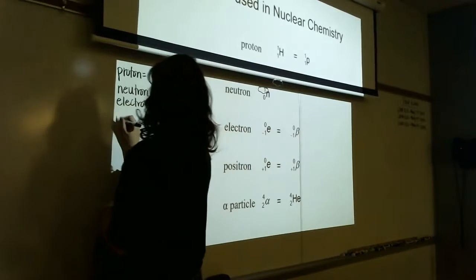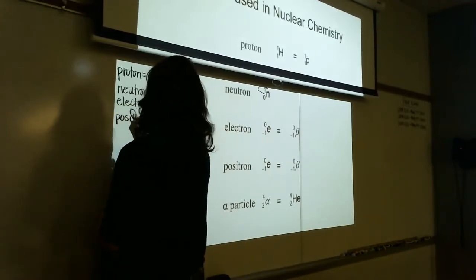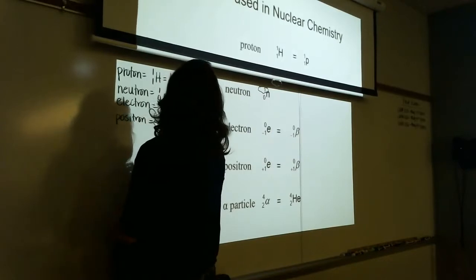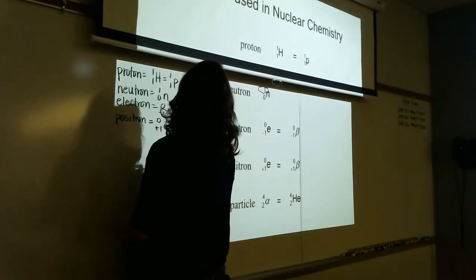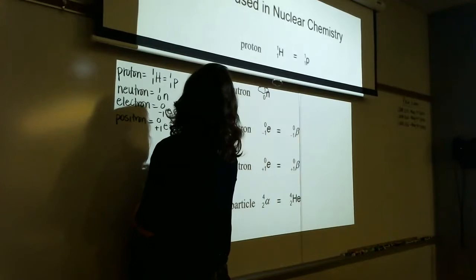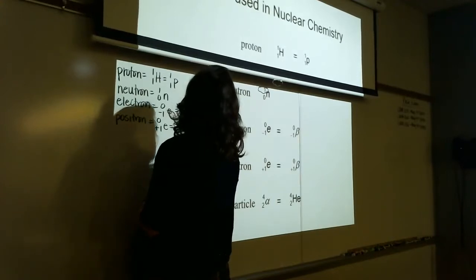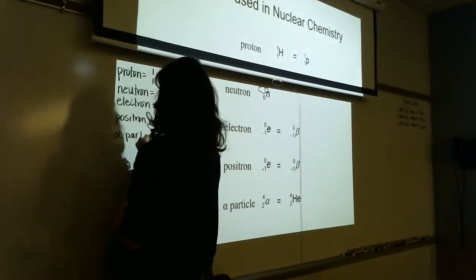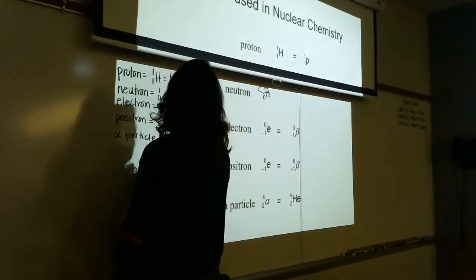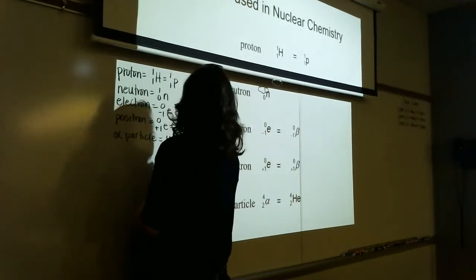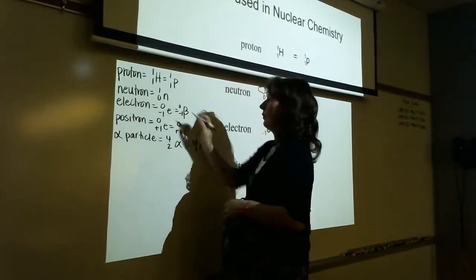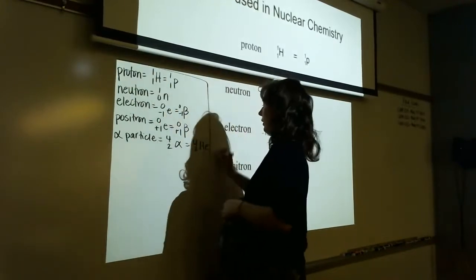Okay, positron is 0 plus 1 E, which is the same thing as 0 plus 1 B. And alpha particle is 4, 2 alpha, which is the same thing as a helium atom. Okay, you need to commit this to memory.